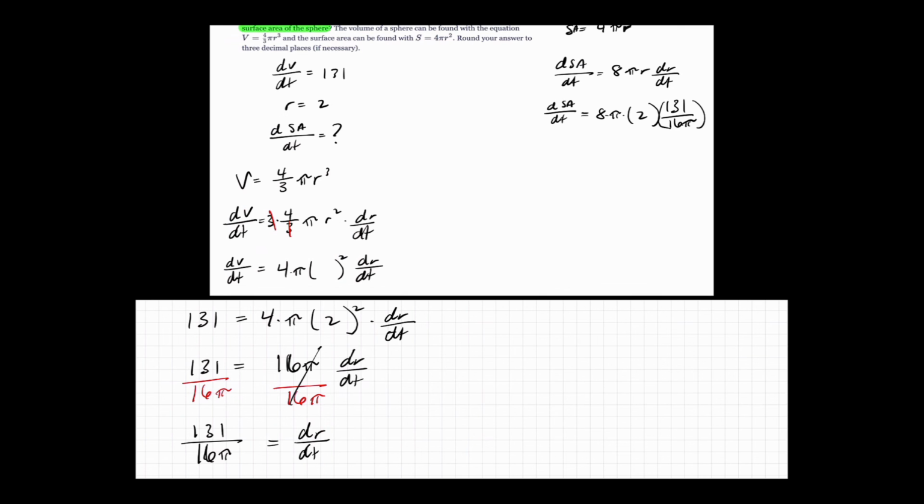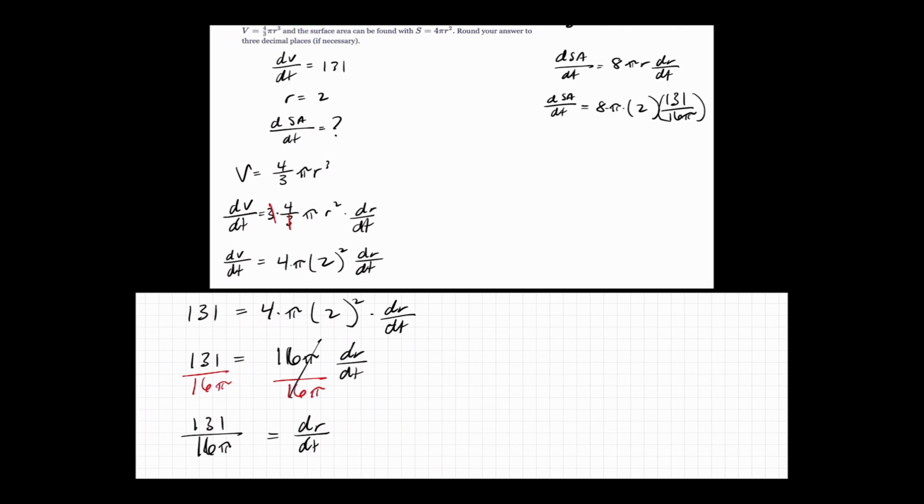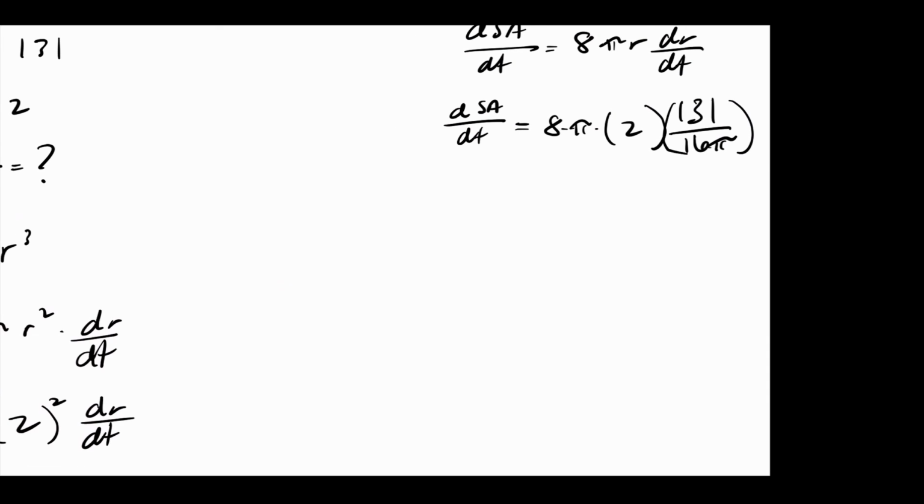Okay, real quick. So I listed my stuff out. The question is surface area. They want to know the rate of change of surface area. But I didn't have enough to calculate after I derived surface area. So I used volume, derived volume, plugged in what I knew, and then was able to get dr/dt, 131 over 16 pi. And then my last step was to plug it in to surface area.